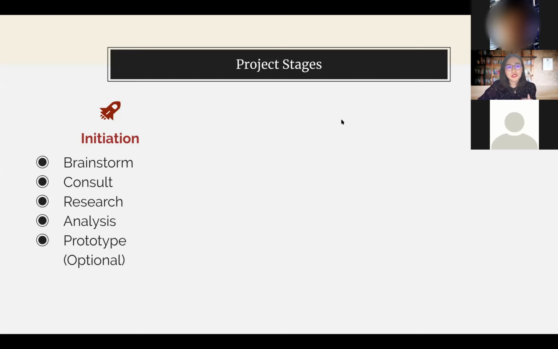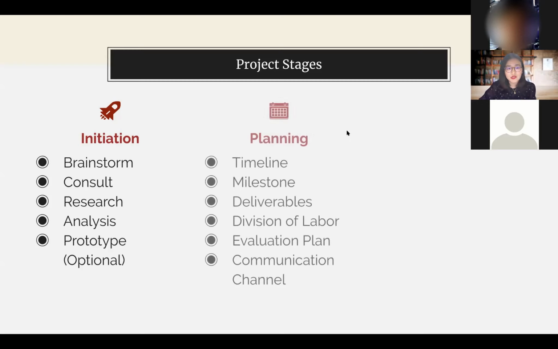Now, once you're done with this initiation phase, we go on to the next phase, which is planning. Planning is the time when we really put the pins on the board. That means we want to formulate a plan that is realistic and is going to be delivered. The planning will involve the timeline, several milestones, the deliverables, and also division of labor, and how you're going to evaluate this project that you're delivering.